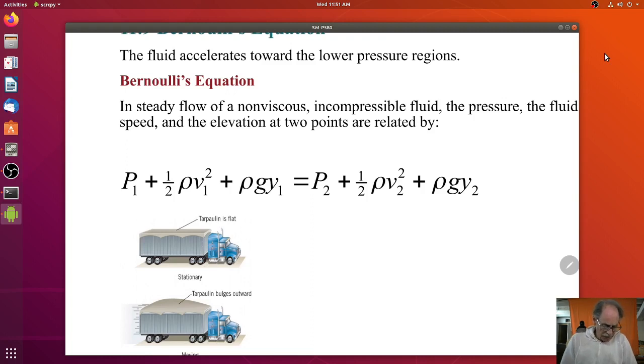Okay, well, I'm just looking at this equation a little bit. Like I said, I don't want to derive it, I just want to look at it. Suppose y1 and y2 are the same. In that case, these two terms would go away. And then this would say that the pressure plus 1/2 rho times the velocity squared is a constant. That means if the velocity is high, the pressure is low. High velocity, low pressure.